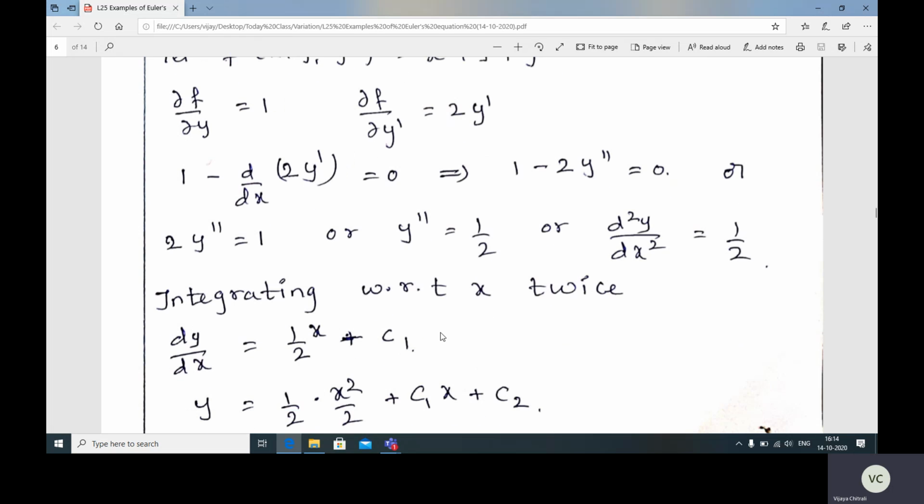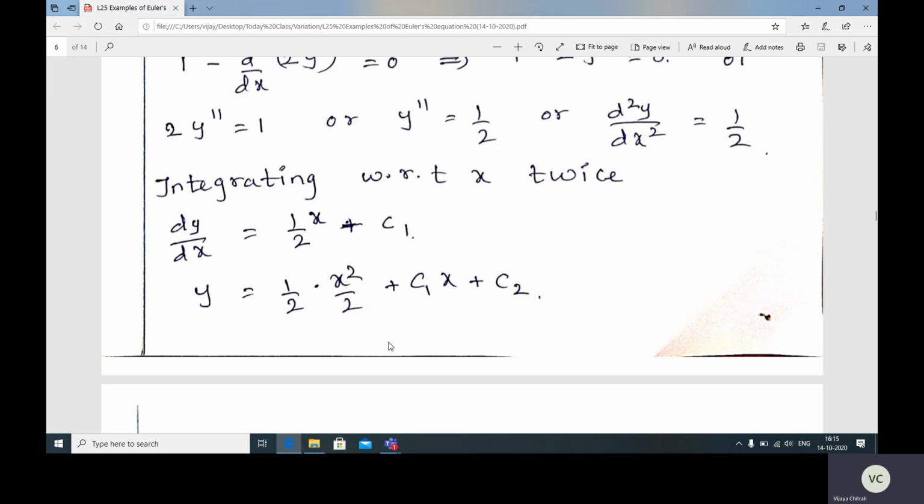Now integrate with respect to x twice because we want y. So integrating the first time, you'll get dy by dx is equal to the integration of 1 by 2, which is a constant with respect to x, so 1 by 2 into x, and add an integration constant. I will take this integration constant as c1. So dy by dx is equal to 1 by 2 into x plus c1.